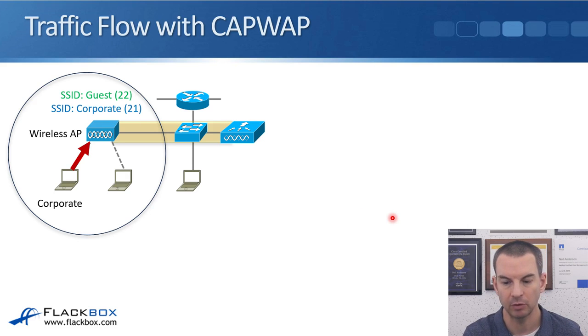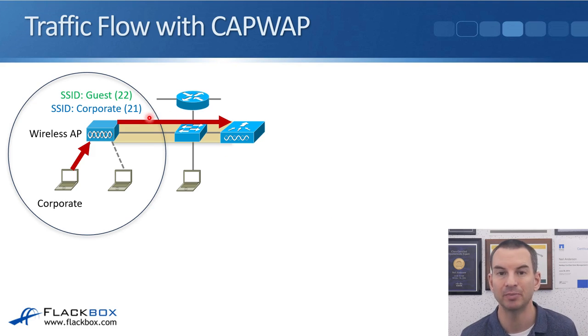The frame gets sent through to the wireless LAN controller. The wireless LAN controller then sees that it is for the corporate VLAN because that information was included when it was sent from the AP, and it is the wireless LAN controller which will tag it with the corporate VLAN, send it back to the switch again, and the switch will then send it on to its final destination as it would any normal packet. So when we are using a wireless LAN controller, it's the wireless LAN controller which is going to be tagging the frame.